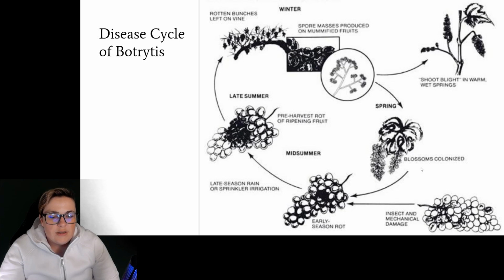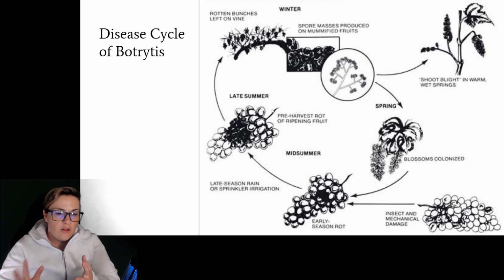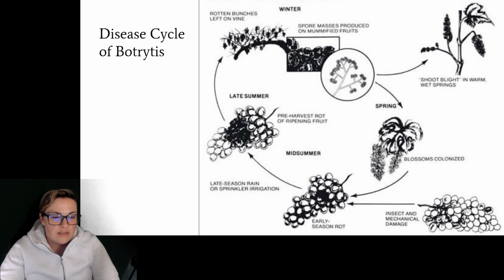So here is a good example of the disease cycle of botrytis. We have just a regular cluster that is either exposed to insect and or mechanical damage. So the berries are open and the sugar is exposed. Then it starts to rot. You have early season rot, and it goes into midsummer, late season rain or sprinkler irrigation. So now you are feeding that fungus water, so it has all the nutrients it needs, and it just proliferates all over this cluster. It continues to rot through the center here.